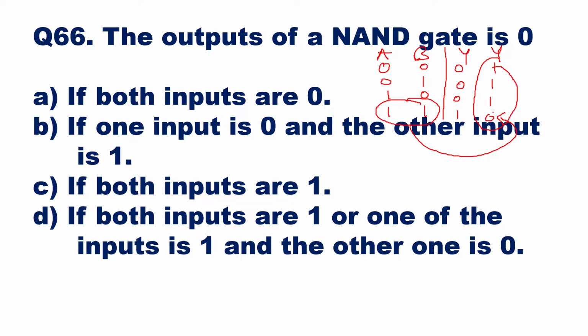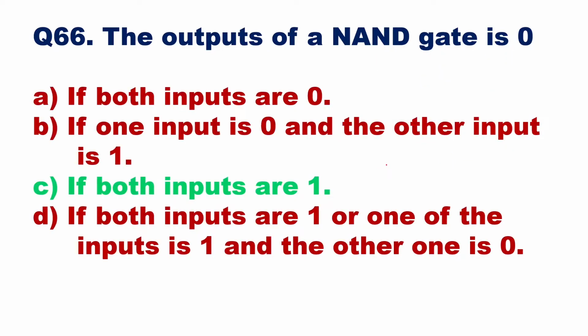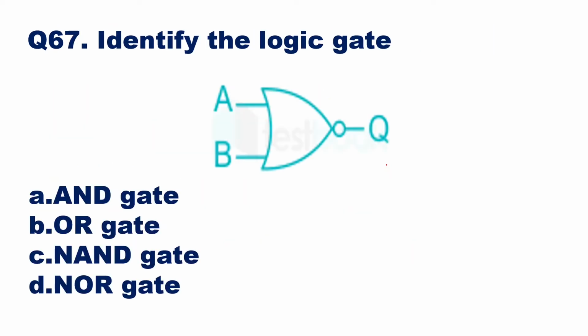So this is the output of the NAND gate. Out of these statements, option C will be the right answer, that is, if both inputs are 1. Then we can see the output of a NAND gate is 0 if both inputs are 1. Then we'll go to the next question. Identify the logic gate.